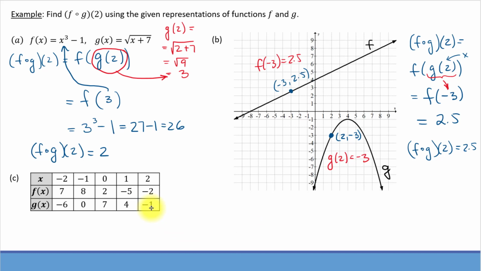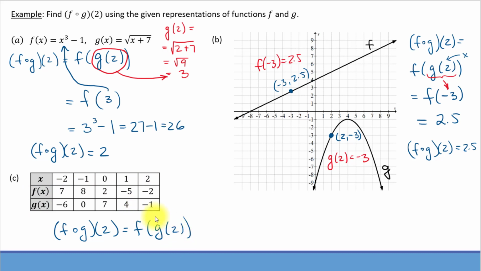And let's try it again, but now functions f and g are defined by tables. Again, these are not the same functions f and g as we saw in the previous examples. And I always start by writing out what I need to find, f composed with g of 2, and writing it out using the definition. It's f of g of 2. And I start working from inside out. So first I need to determine g of 2 using this table. Okay, let's look at the table. In this table, we have the x values given in the first row. Then we have the corresponding function values or y values. For f, it's the second row, and for g it's the third row.